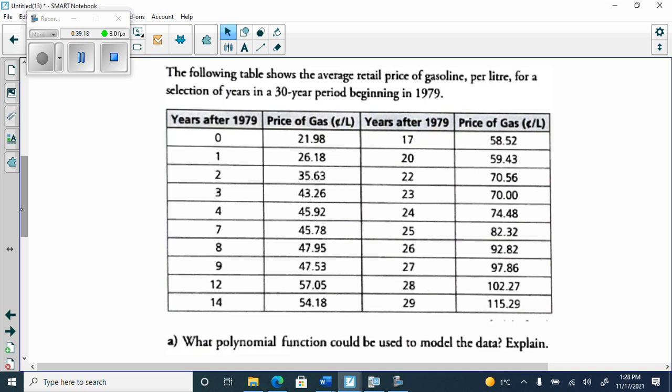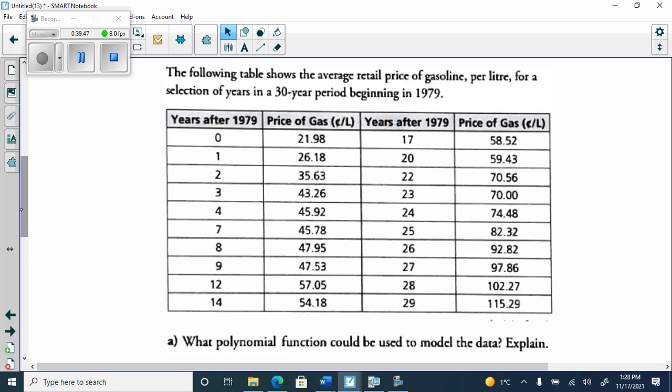You need your ears. So here it says the following table shows the average retail price of gasoline per liter for a selection of years in a 30-year period beginning in 1979. Now, people will go list. I will get people calling me over and they'll say, there's 4 lists. We've never done this before. You're right. You've never done it before. So maybe think, am I doing something wrong? That's what you should question. Okay?